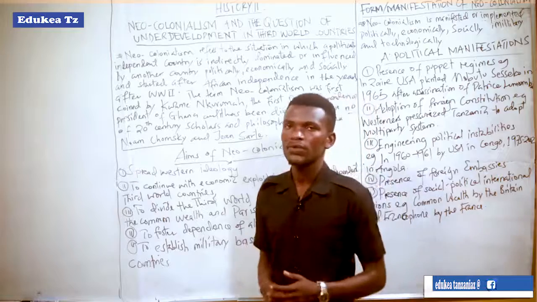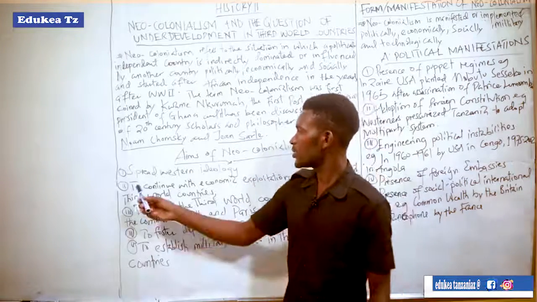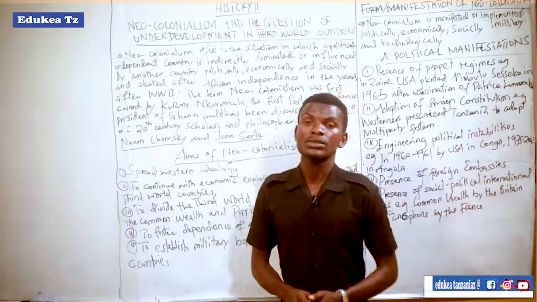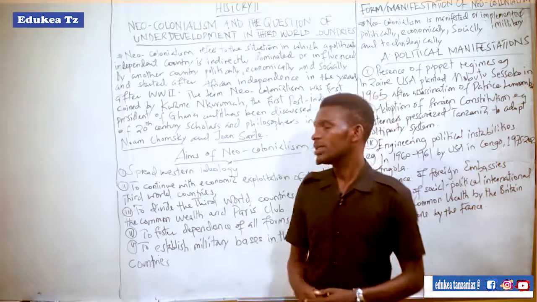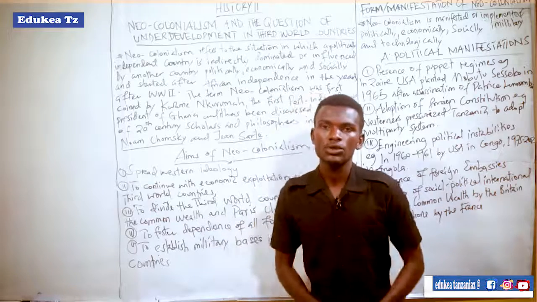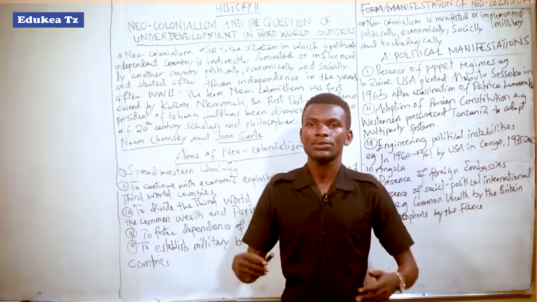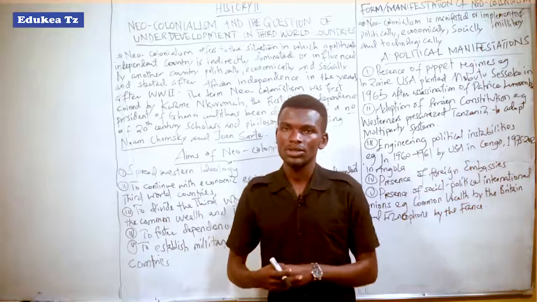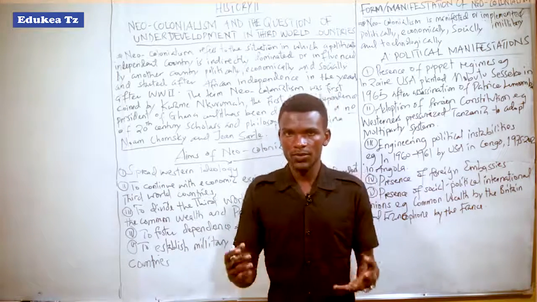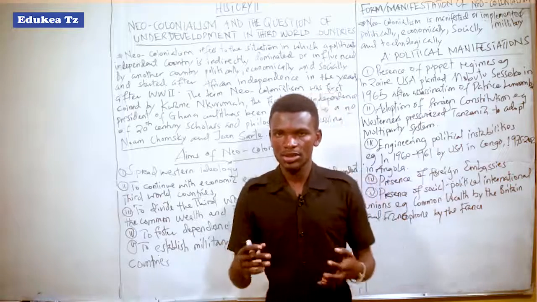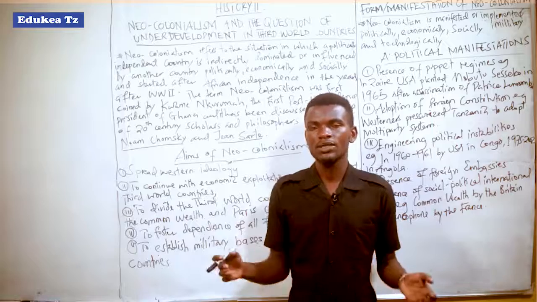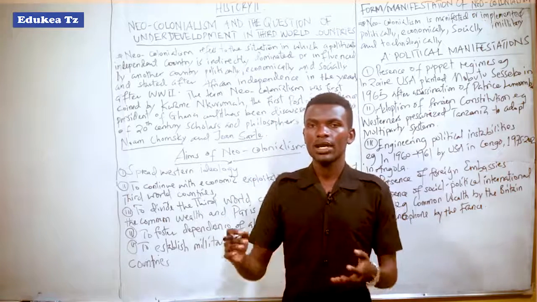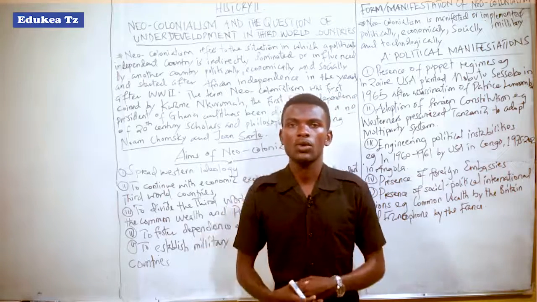So let us see the aims of the introduction of neocolonialism. The first one is to spread Western ideology. It means that the new colonialism was introduced to spread Western ideology, and Western ideology is capitalistic ideology, which is exploitative in nature. So the imperialist powers or capitalist nations introduced new colonialism as a way of dominating the less developed countries for the aim of spreading their Western ideology, which was capitalism or imperialism.